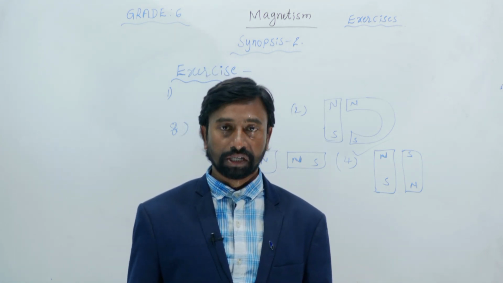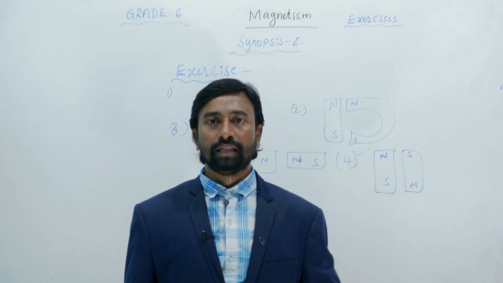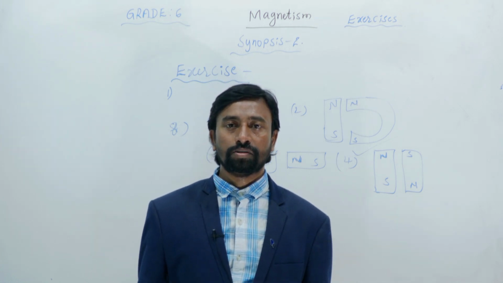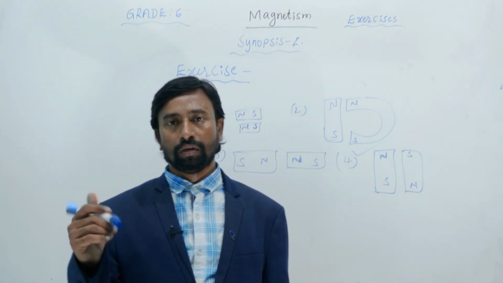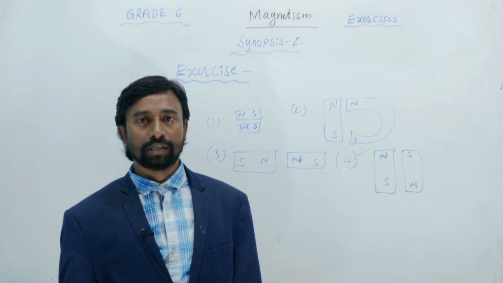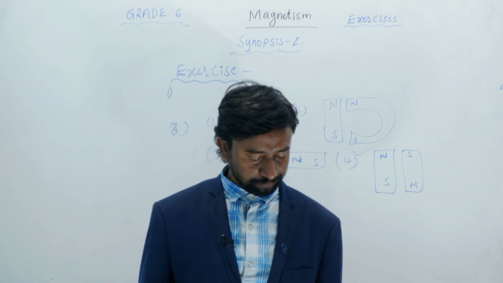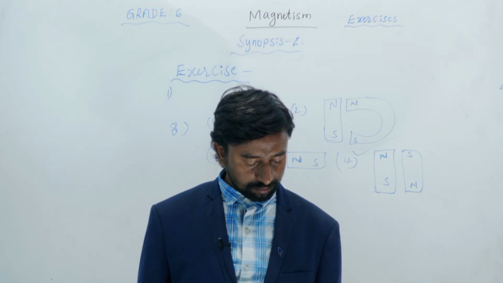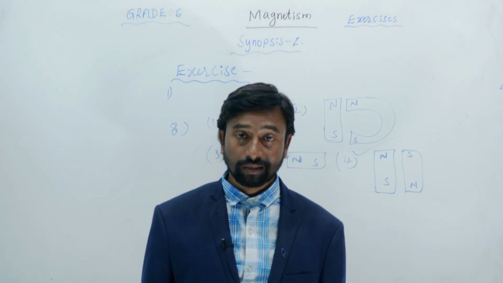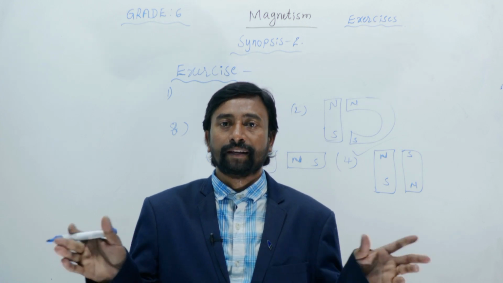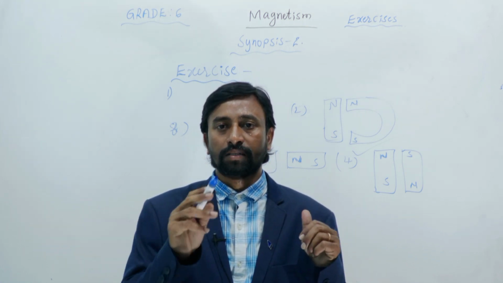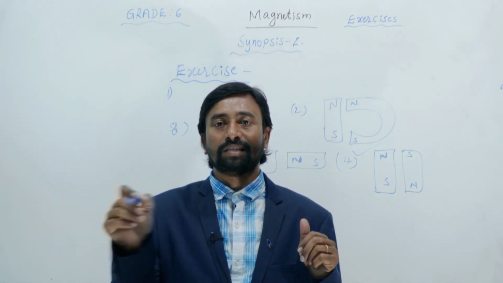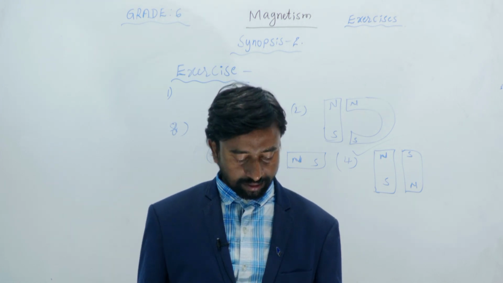So there is a relation between the geometrical length and the magnetic length. The magnetic length is equal to 5 by 6 times the geometrical length, as we have seen. So the magnetic length is always lesser than the geometrical length. The geometrical length will be greater and the magnetic length will be lesser, because the magnetic length is 5 by 6 times the geometrical length.